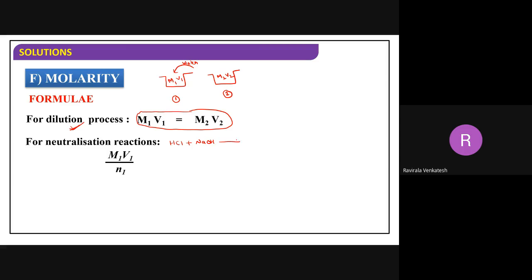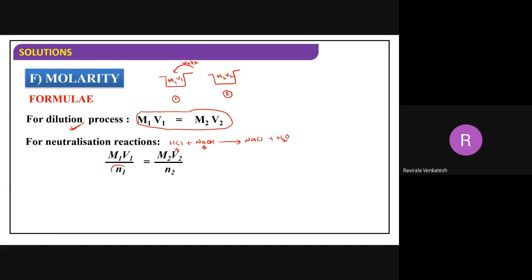So for example, I have taken HCl and NaOH. Definitely this reaction is called neutralization because this is acid, this is base. So we got NaCl plus water. These are the products. For this case, I want to calculate the molarity of HCl. I can calculate the molarity of NaOH also. By using which formula, beta? This formula: M1V1/N1 = M2V2/N2.